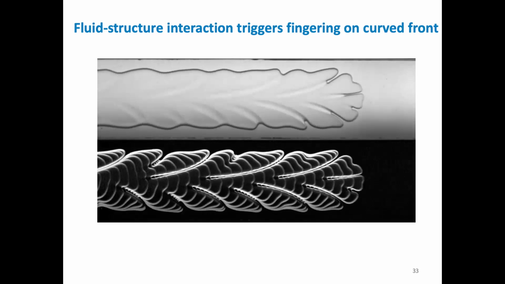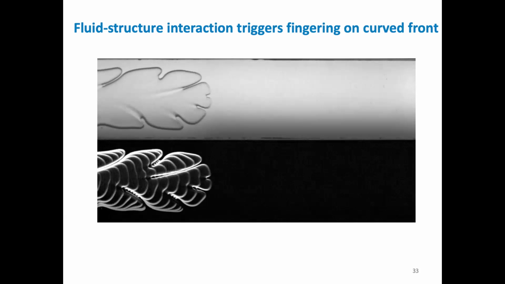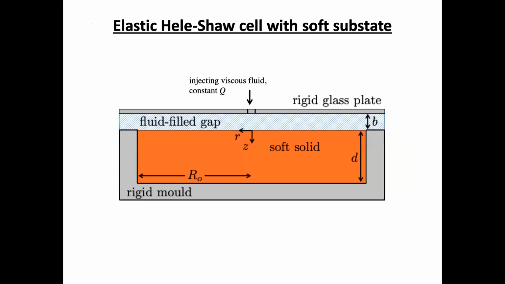Okay, so I'm going to move on to the next part of my talk in my last 10 minutes. What I want to talk about now, very briefly, is our elastic Hele-Shaw cells with soft substrates in them. So now, instead of having a thin elastic sheet on top of a rigid wall, what we've done is we've replaced the bottom rigid wall with a mold that contained a very soft material in it. So think of the jelly that you use to make food and cakes and stuff.